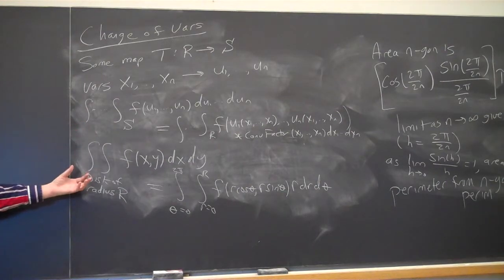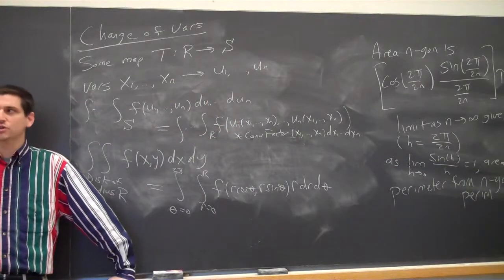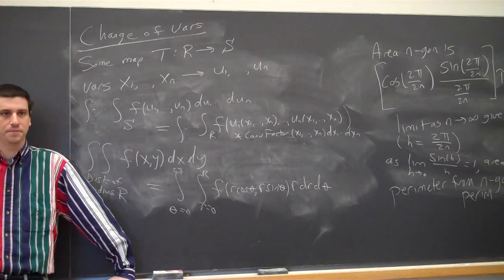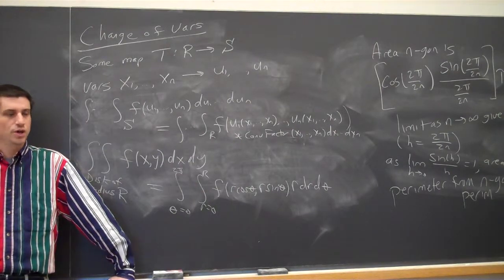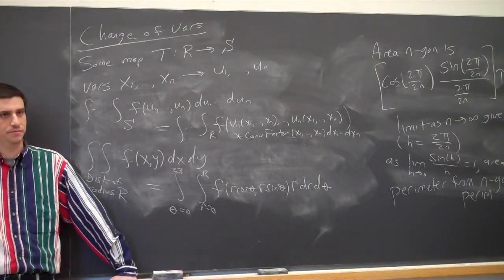This is the special case. I'm not sure how much we're going to do in the general case. We will definitely do the change of variables for spherical and cylindrical. Okay, these are the big three. So the goal is to try to understand where this formula comes from.